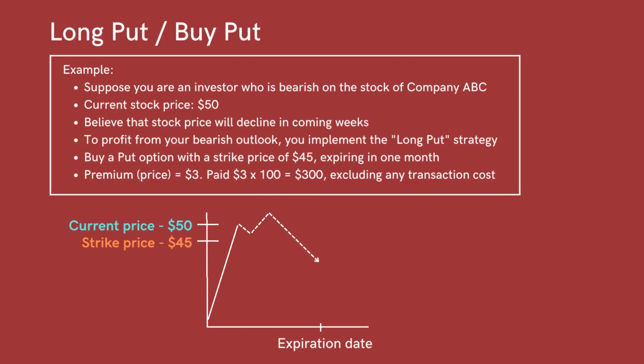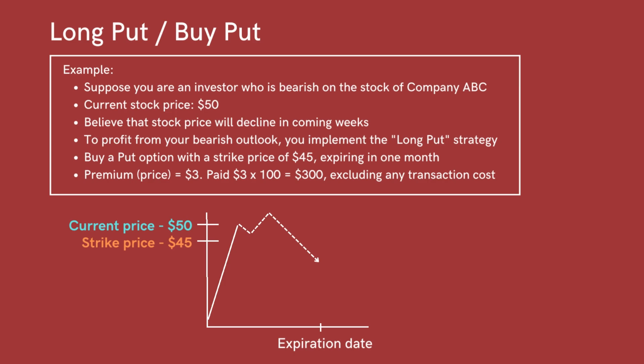Suppose you are an investor who is bearish on the stock of company ABC. The stock is currently trading at $50 per share, but you believe that the stock price will decline in the coming weeks due to some negative news about the company's financial performance or for other reasons. To profit from your bearish outlook, you then decide to implement the long put strategy.